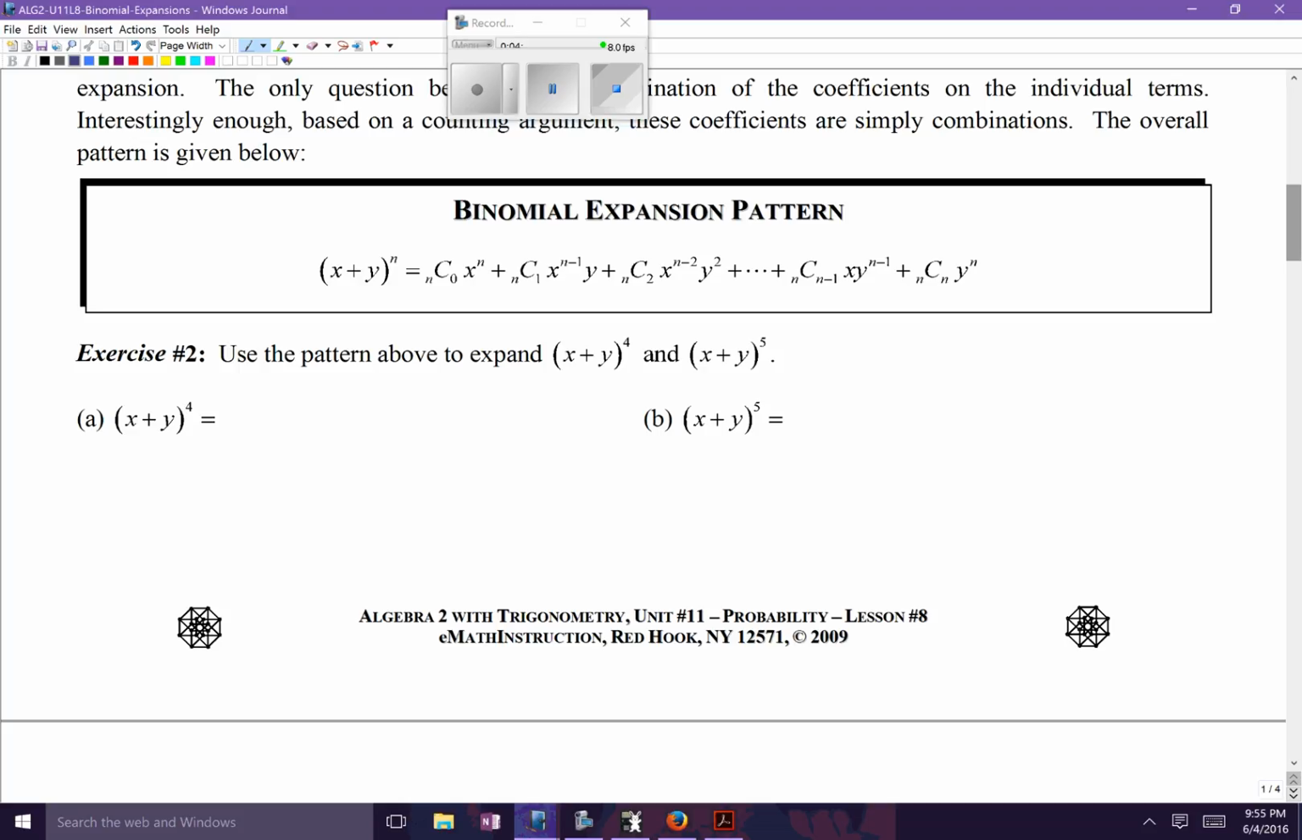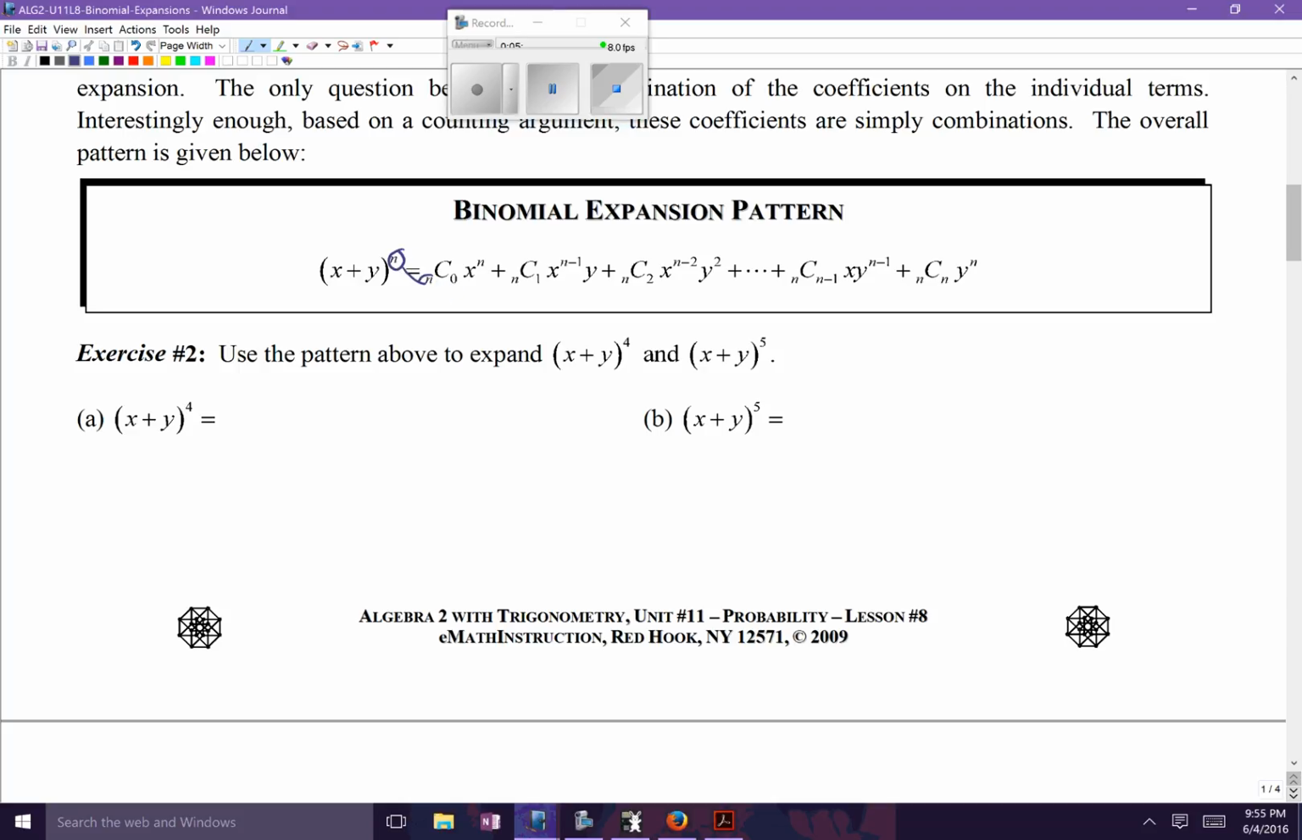Use the pattern above to expand x plus y to the fourth and the quantity x plus y raised to the fifth. All right, so let's take a look at this. It says whatever the power of n is, right? So in this case, it would be the fourth.